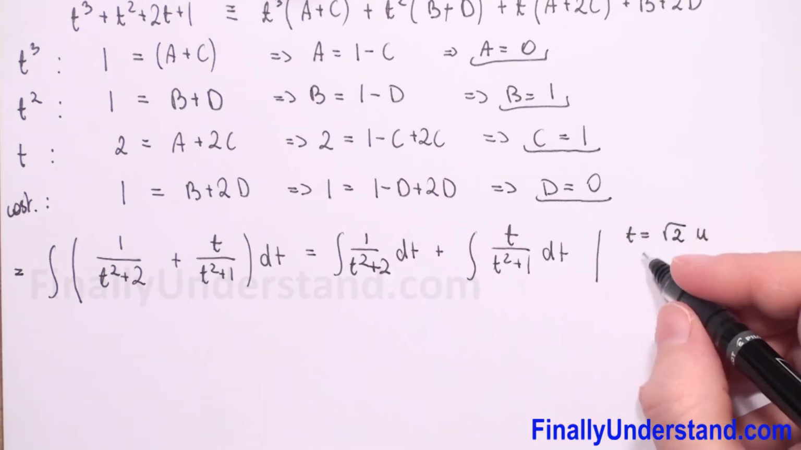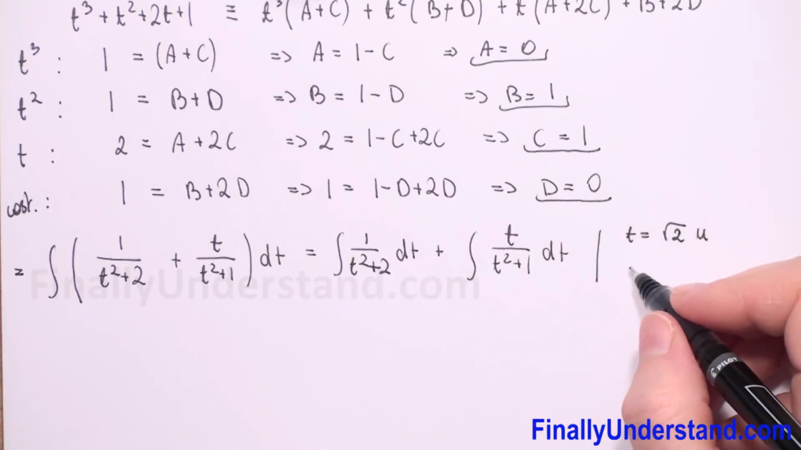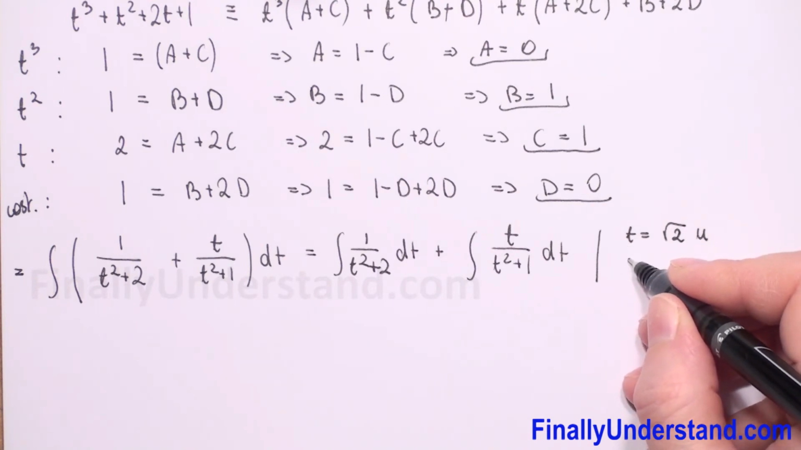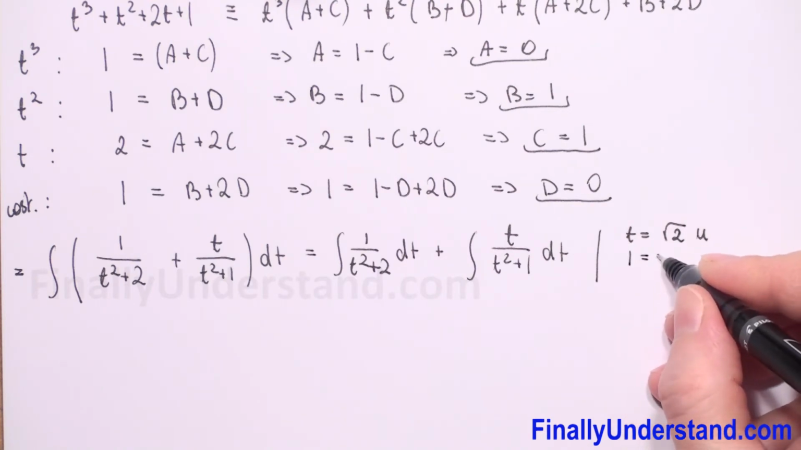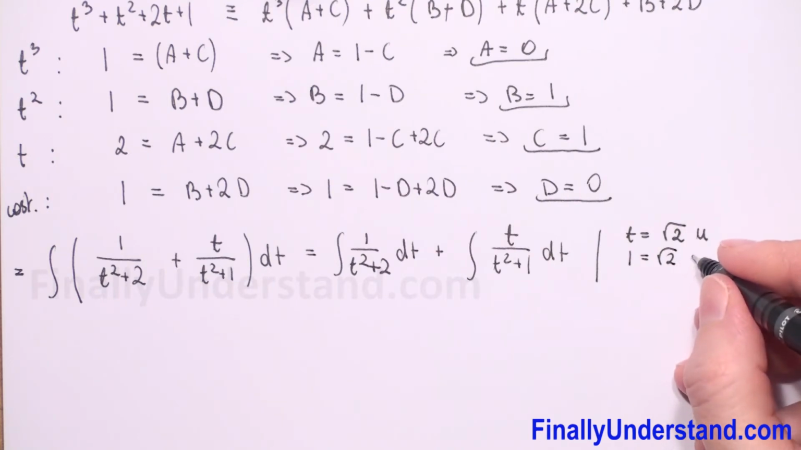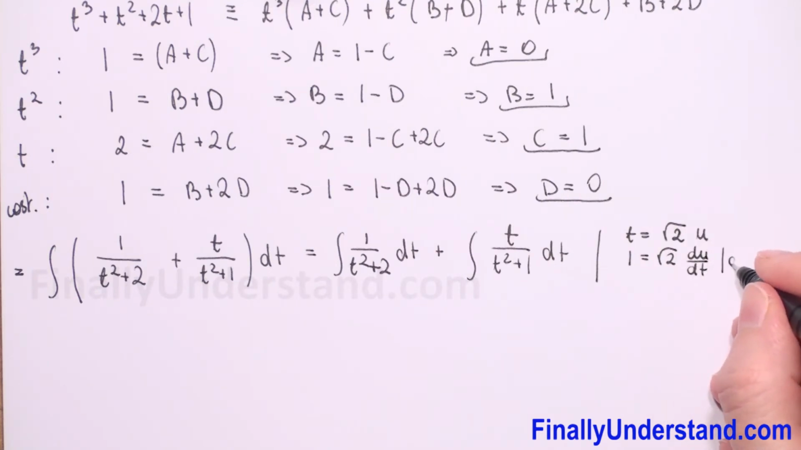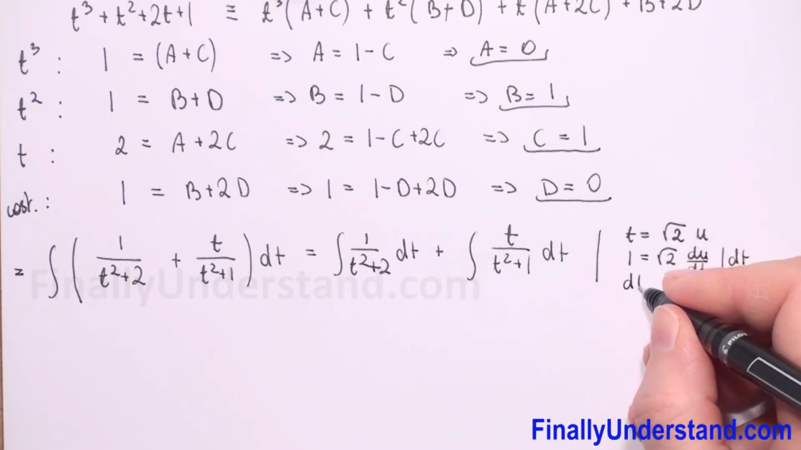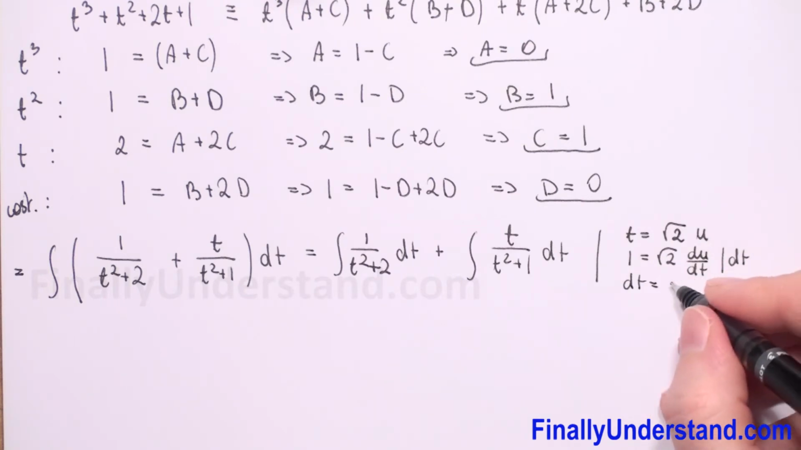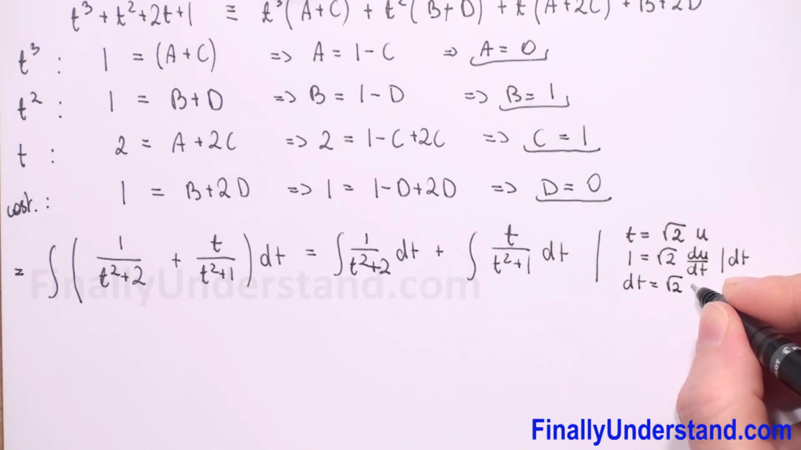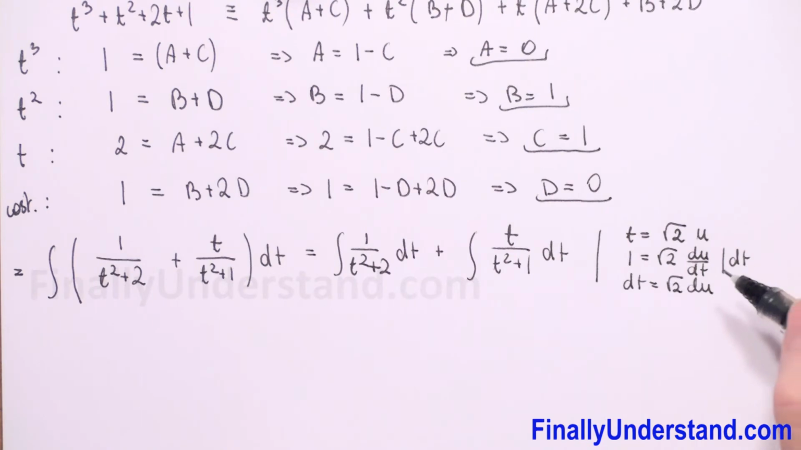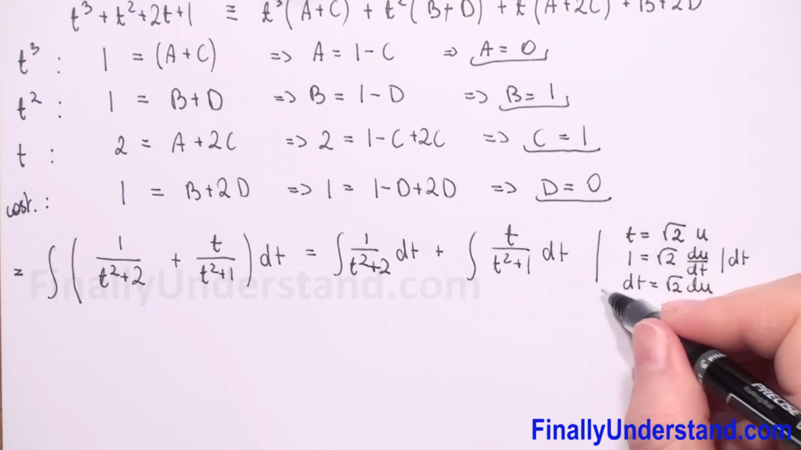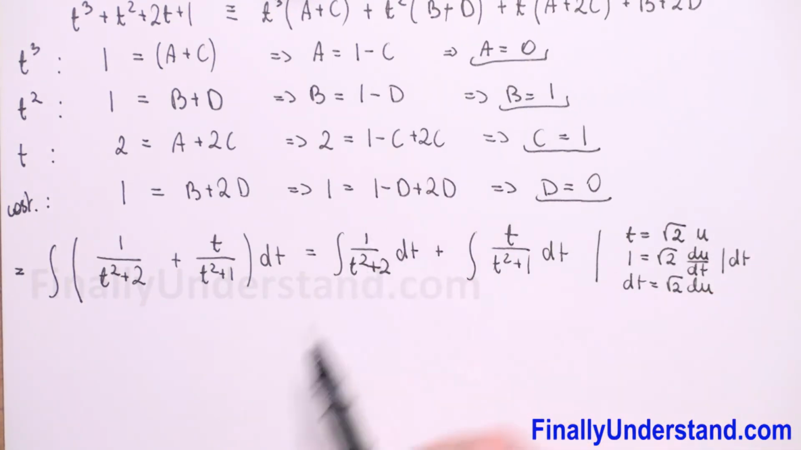So next I will have to find the derivative of both sides with respect to t. So we have 1 is equal to square root of 2 du over dt. Now I will multiply both sides by dt. So we have that dt is equal to square root of 2 du. So now we can do the substitution for the first integral.